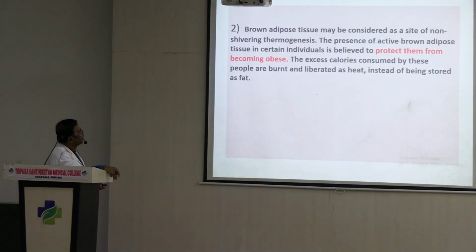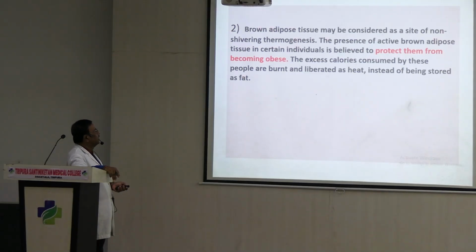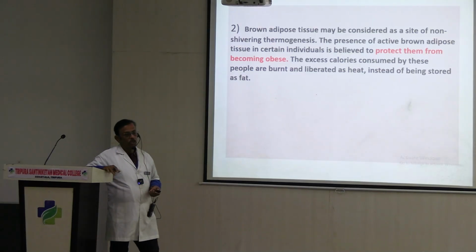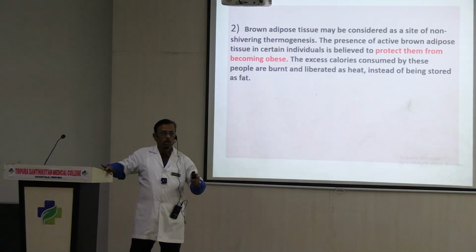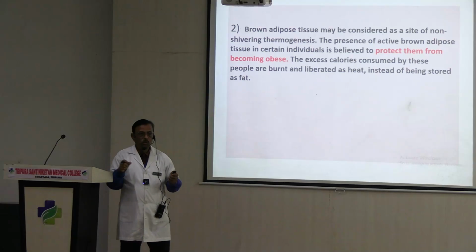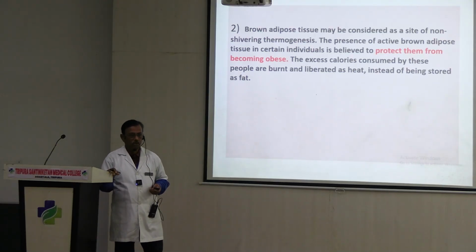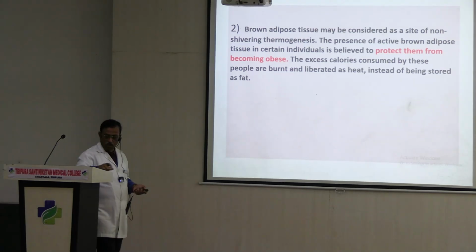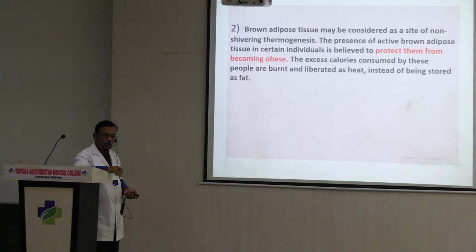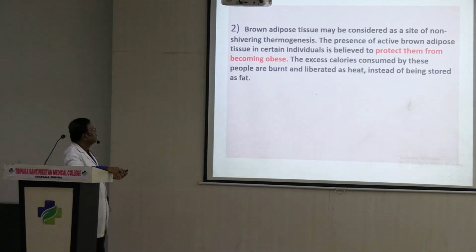Brown adipose tissue may be considered a site of non-shivering thermogenesis. Usually, when it is very cold, we have shivering, no? The purpose of shivering is to generate heat so that body temperature is maintained. In brown adipose tissue, heat generation happens without shivering. That's why it is called non-shivering thermogenesis.